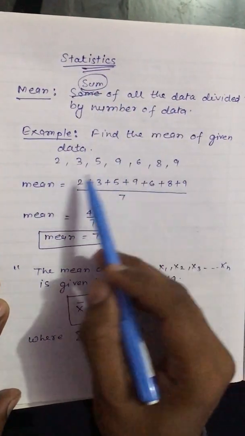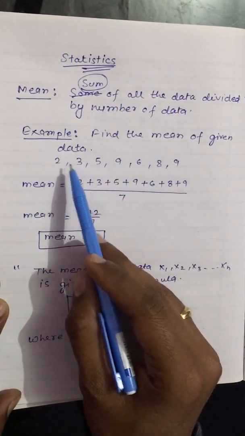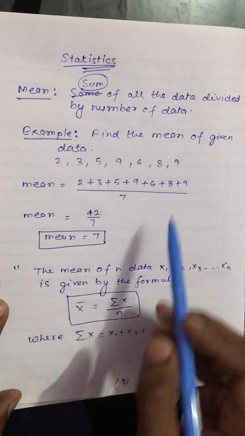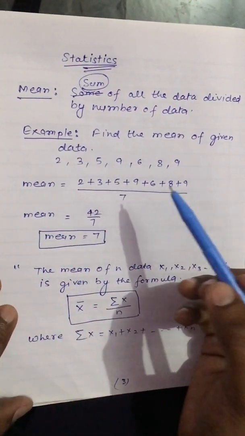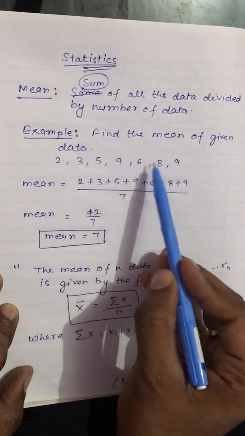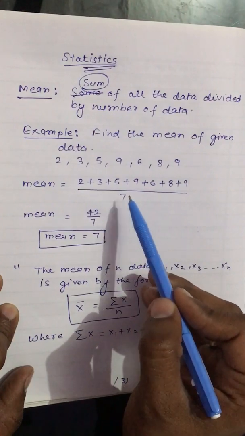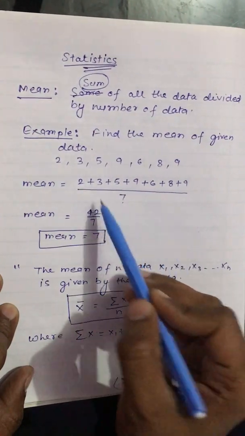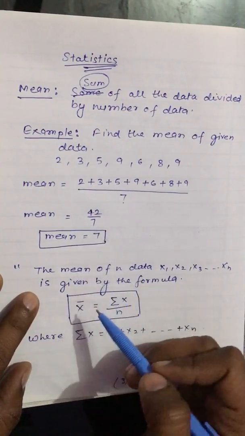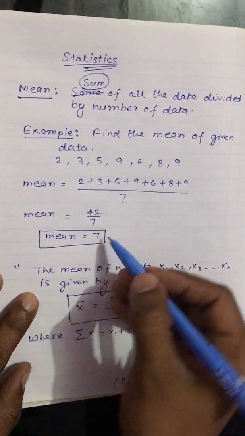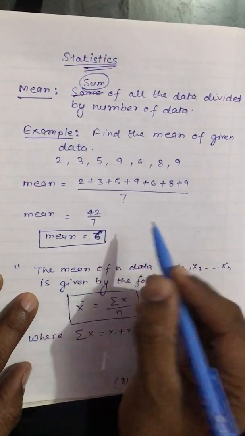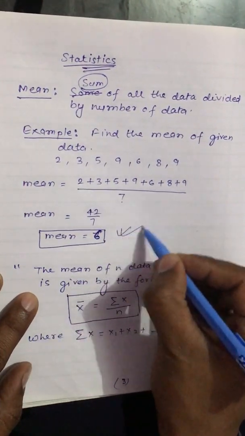So these are the data given. I'm going to do the sum, addition: 2 plus 3 plus 5 plus 9 plus 6 plus 8 plus 9, divided by the number of data. Number of data means count: 1, 2, 3, 4, 5, 6, 7. So divided by 7. When you add these all, you get 42 divided by 7. So what will be the mean? Not 7, 6, because 42 divided by 7 is 6. So your mean is 6.